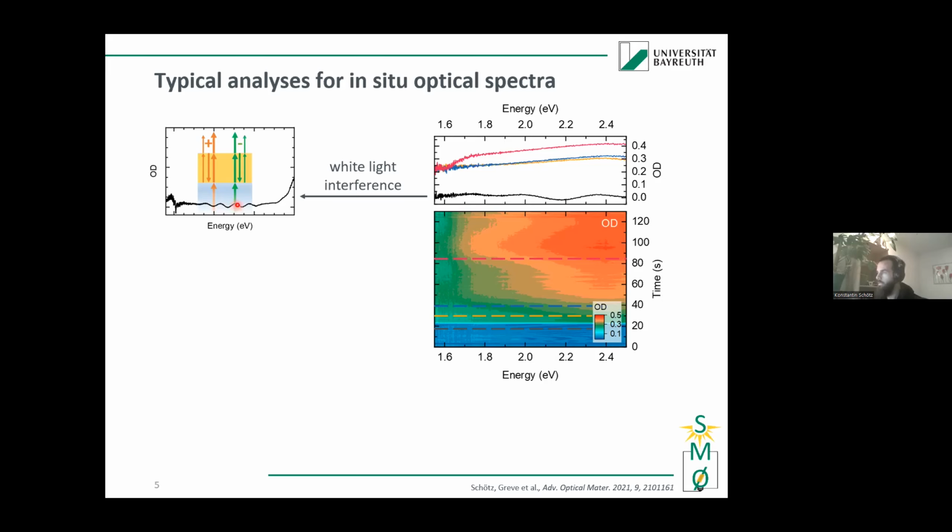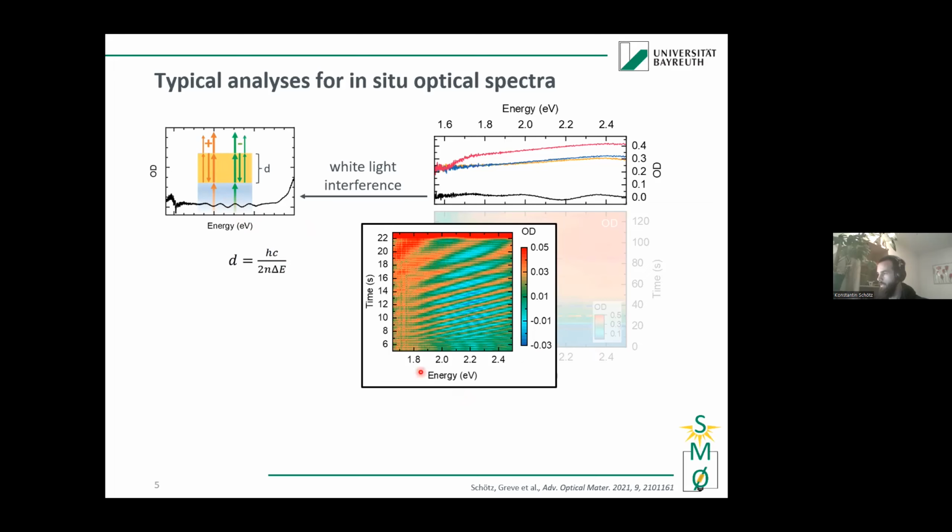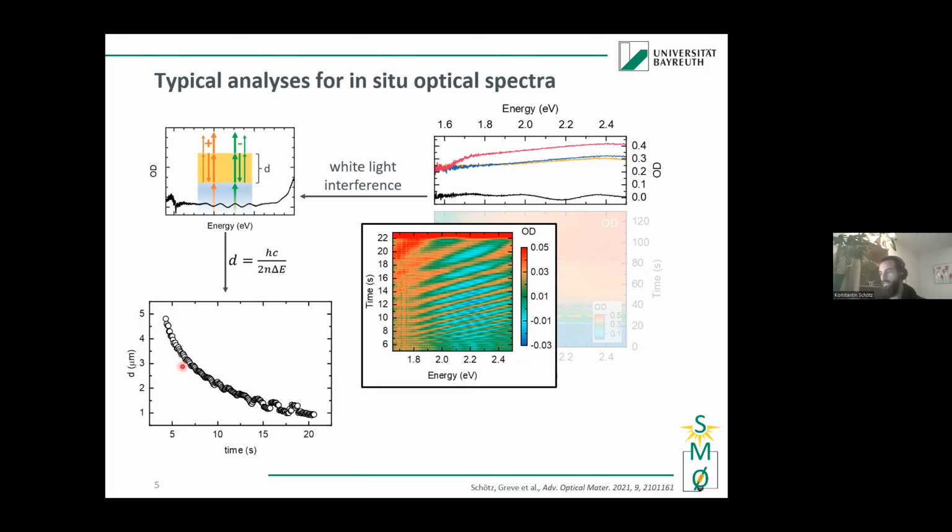Now, if you know the refractive index of your solution that is on top of the substrate, you can calculate the thickness of the layer based on the distance of this maximum. If we look at this part in a little more detail, plotted again as an intensity heat map, we see that these patterns evolve during the coating. And just by taking the distance between two maxima, we can estimate via this formula the thickness of the solvent layer during the spin coating, which is quite nice.